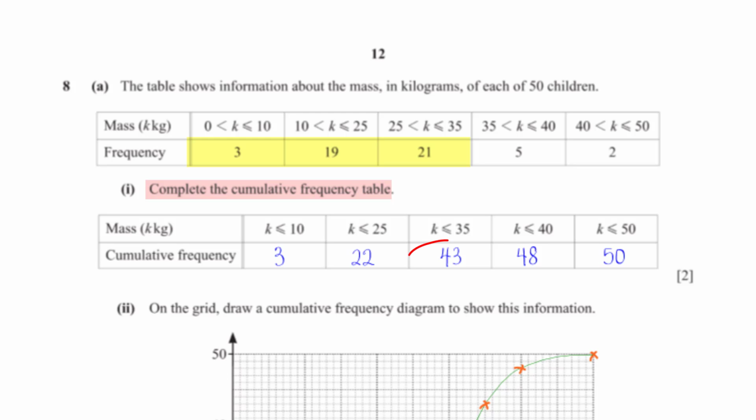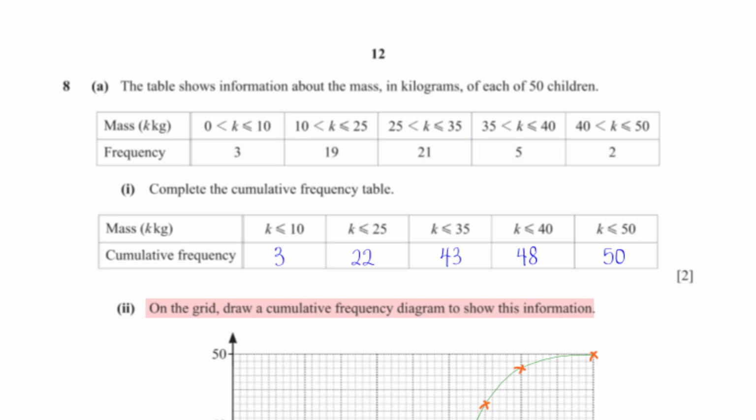For k less than or equal to 40, we have a cumulative frequency of 3 plus 19 plus 21 plus 5, giving us 48. And for k less than or equal to 50, we have a cumulative frequency of 3 plus 19 plus 21 plus 5 plus 2, giving us 50.